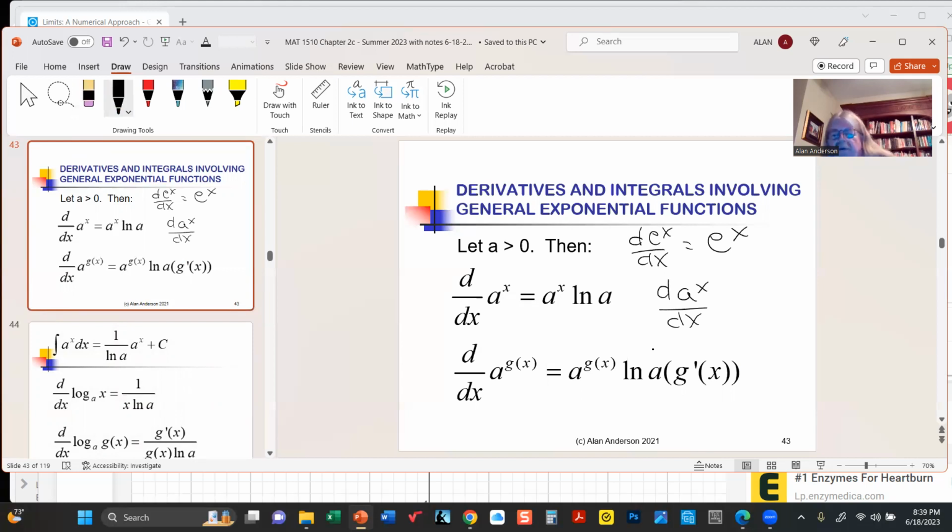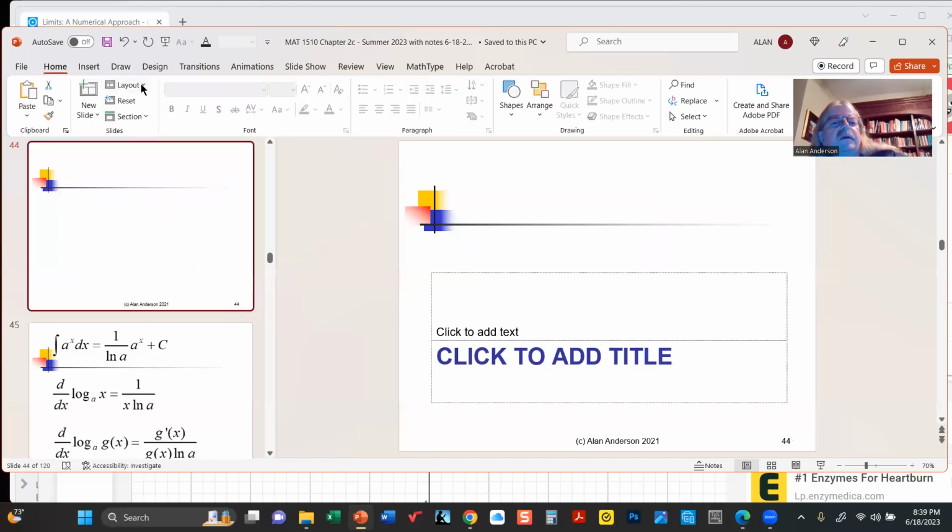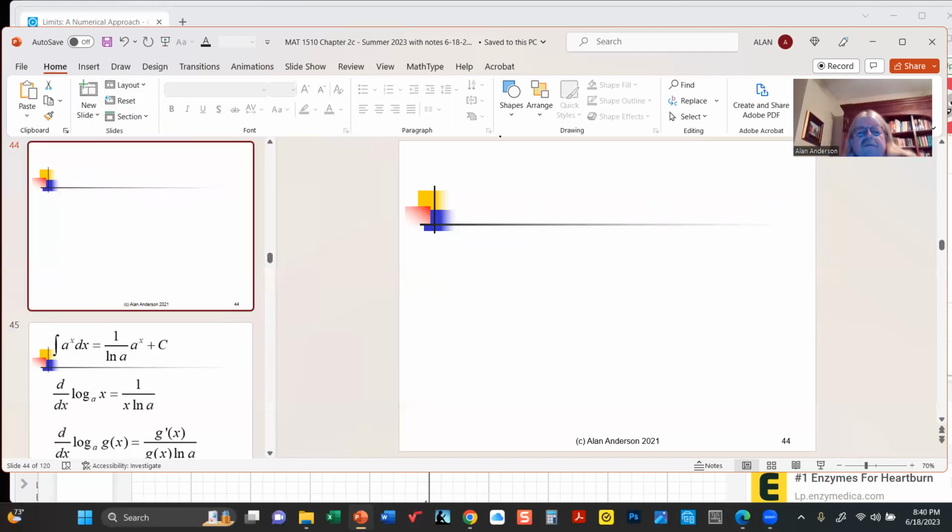Now, in general, you can see directly below why this is happening. The derivative of a raised to any function of x is going to be that function by itself times log a g prime of x. And again, this is the chain rule. Okay. Let's see if we can put this together. So once again, our old friend, the chain rule, comes calling here.